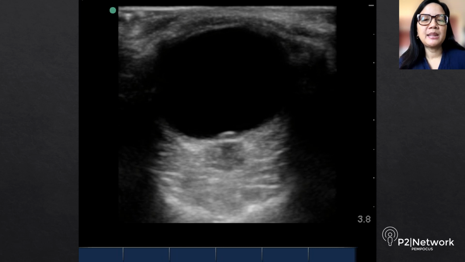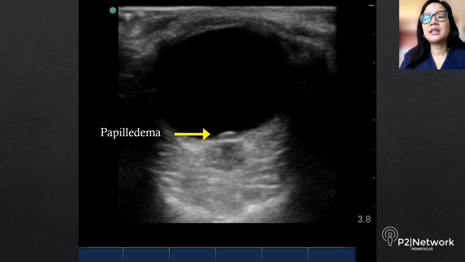If elevated ICP has developed over days to weeks, optic disc elevation can be seen, as you see here in this image. This can take time to develop, though, and may not be seen initially when there is shunt malfunction acutely.